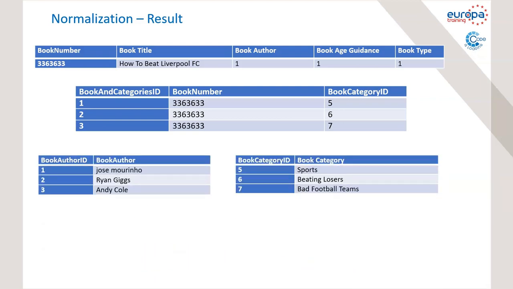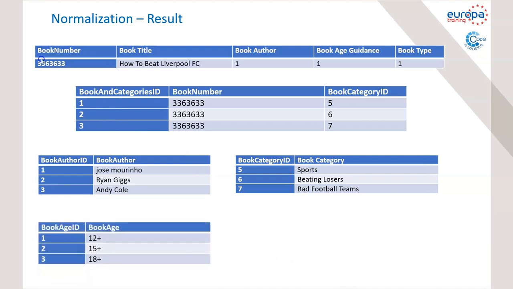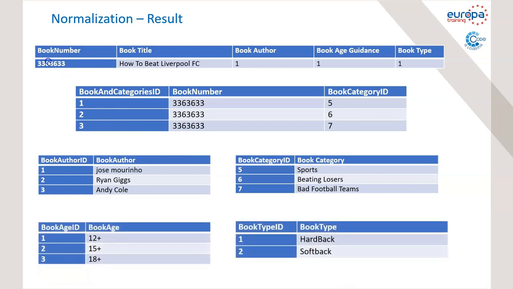So from here we can see book number 339. We find a category, we search books and category. It links to these 3 categories. If we're looking for all bad football teams, we search this table. For number 7, we find the book number. With a book number, we can find the book details.